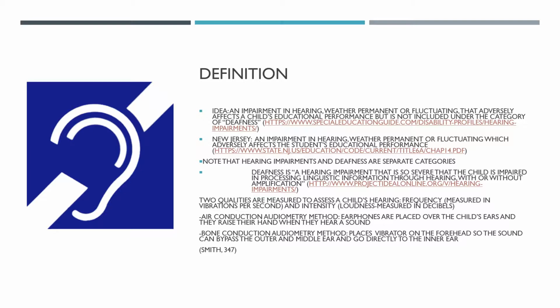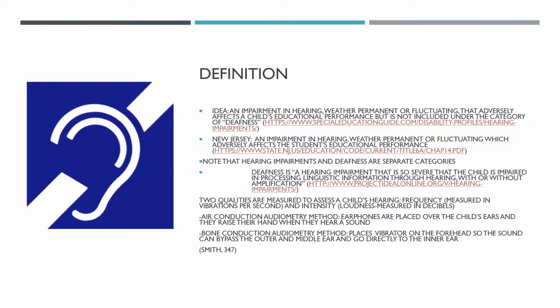The two qualities that are measured to assess a child's hearing are number one, frequency, which is the vibrations measured in vibrations per second, and intensity, which is the loudness, which is measured in decibels. I also included the two main tests that can be done to assess hearing impairment.